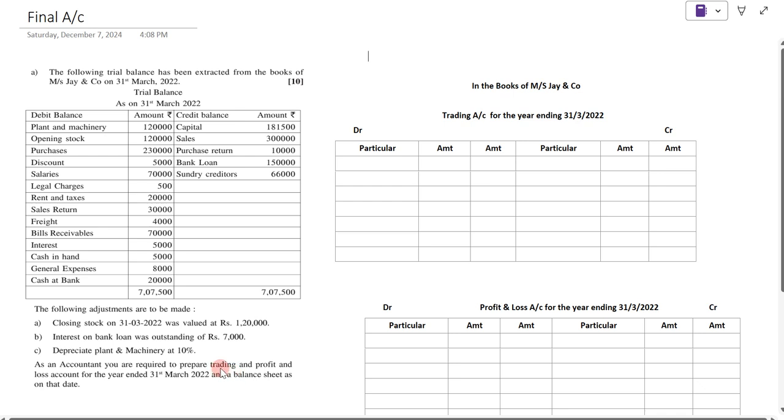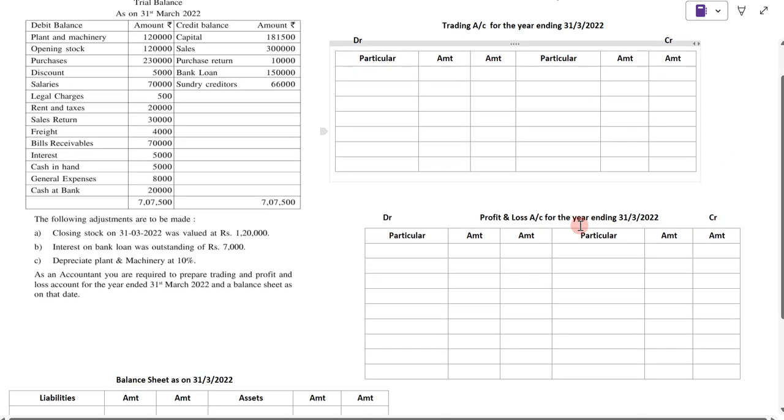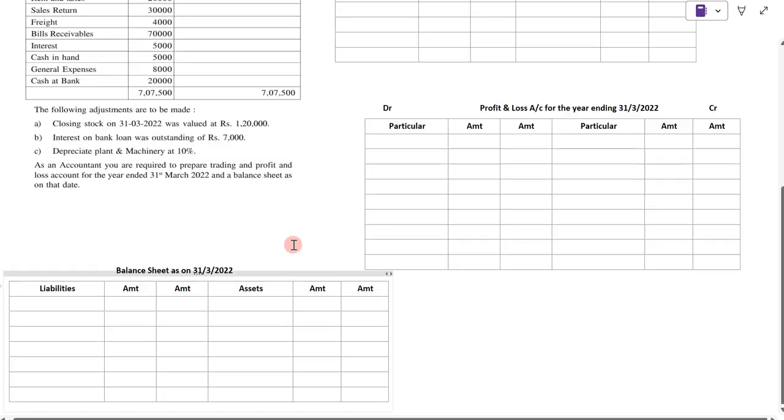Okay, so we have to prepare trading account and profit and loss account for the year ended 31st March 2022 and balance sheet as on date. After reading the question, first try to understand the question. Second thing, you have to prepare the accounts. They have asked us to prepare trading account, then profit and loss account and balance sheet. So prepare in the books of J Company trading account. This is the format of trading account, then profit and loss account and balance sheet as on date.